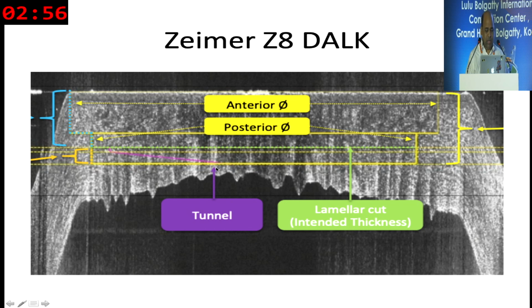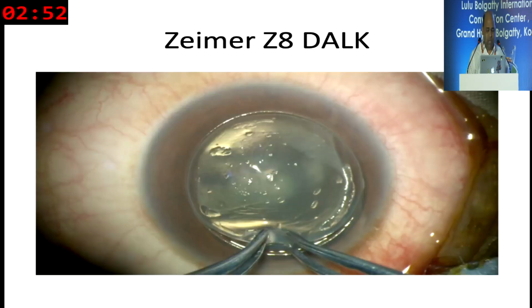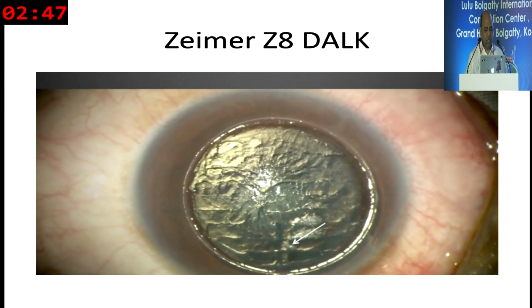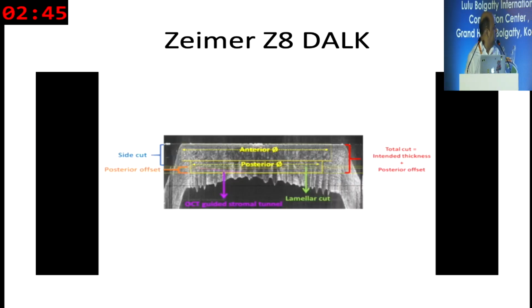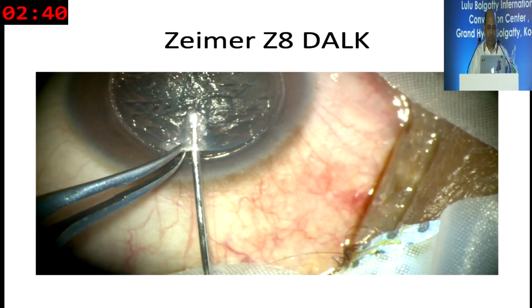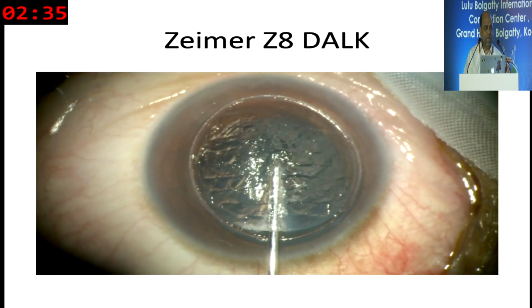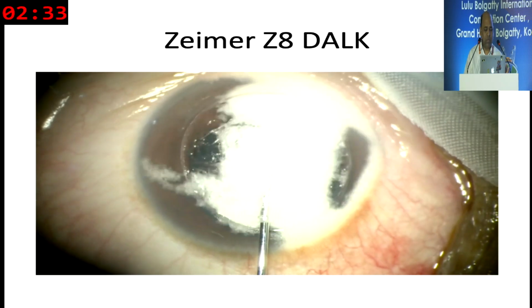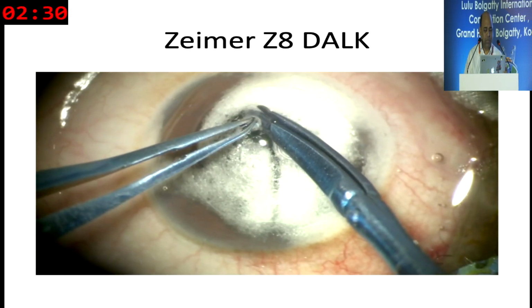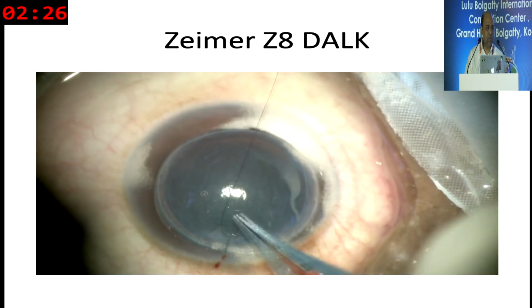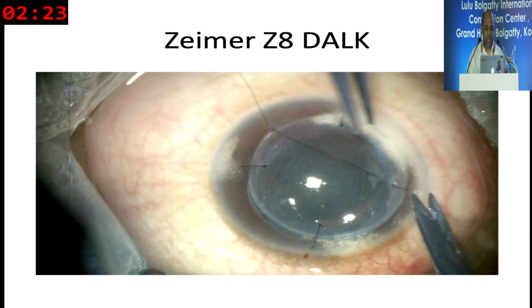And once you create the tunnel, everything is on the OCT, so you're sure where your tunnel is and how long your tunnel is, and then go with the separation, removal of stromal tissue, and this is the tunnel you can see here. And then go with the Fogla cannula and inject air. So the probability of getting the big bubble is quite high with this software. And then the rest of the steps are similar. So femtosecond is also helping us do the DALK now.